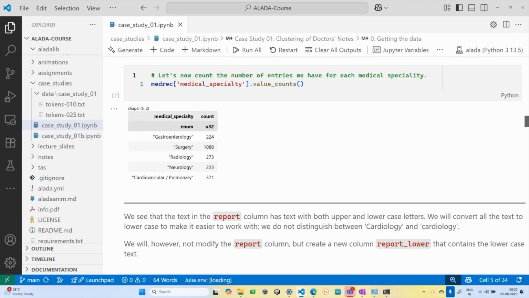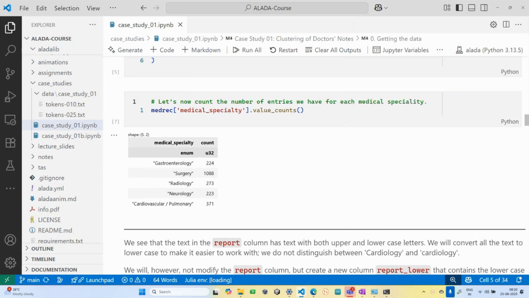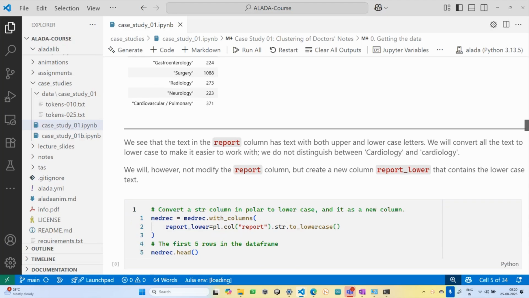If you look at the data set, it has thousands of notes from 5 different specialties: gastroenterology, surgery, radiology, neurology, and cardiology. And these are the number of reports that we have. So we have slightly more than 2,000 notes.